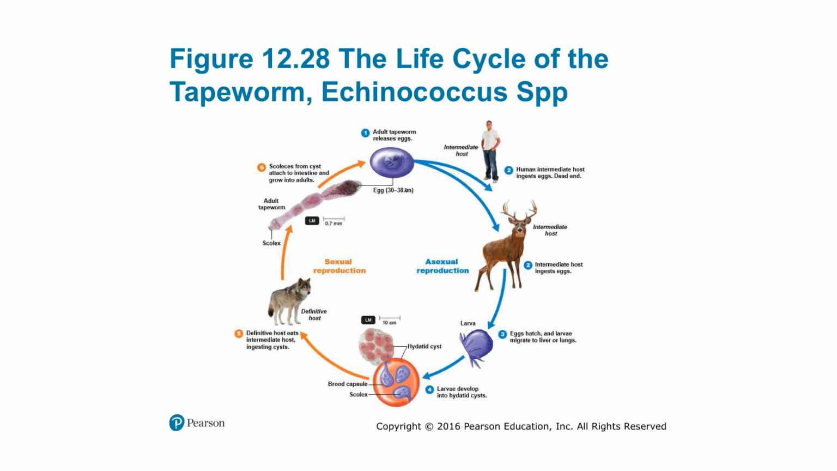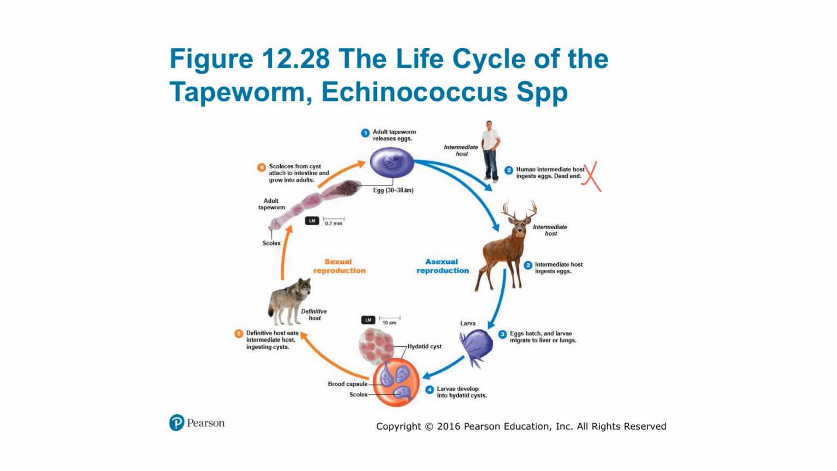So the adult tapeworm releases the eggs, and the human ingests them. If it ingests the eggs, it doesn't go through, so it stops here. But the intermediate host is where it is going to go through, and it's going to develop into that tapeworm that can actually infect the definitive host. And so the intermediate host is where some type of reproduction takes place.